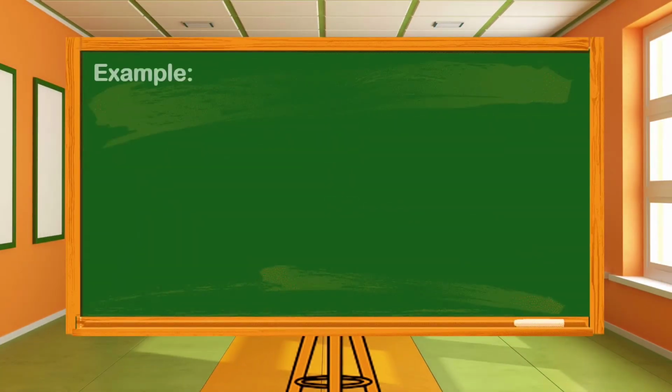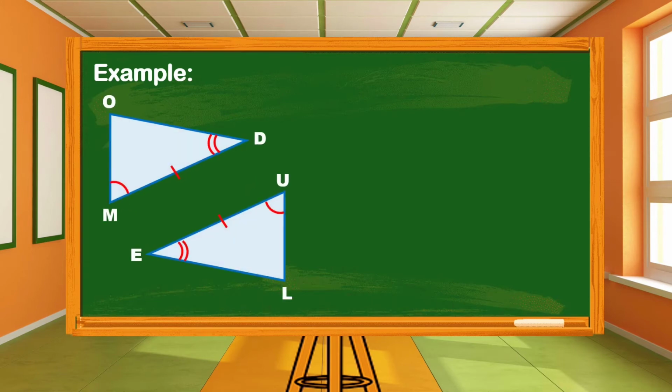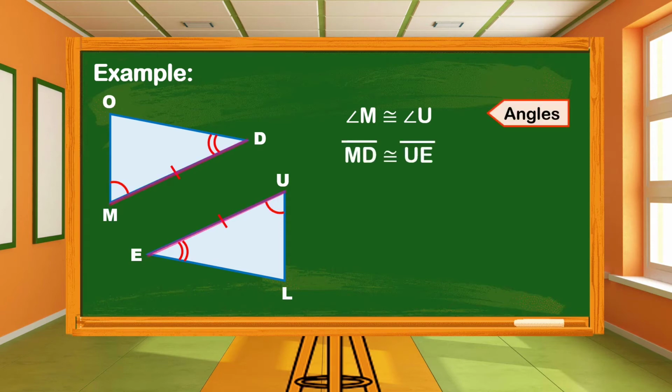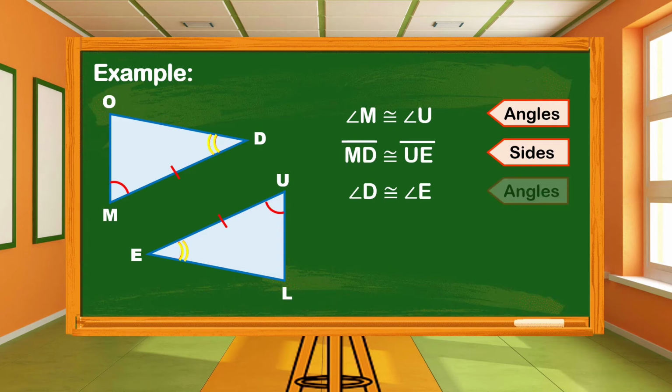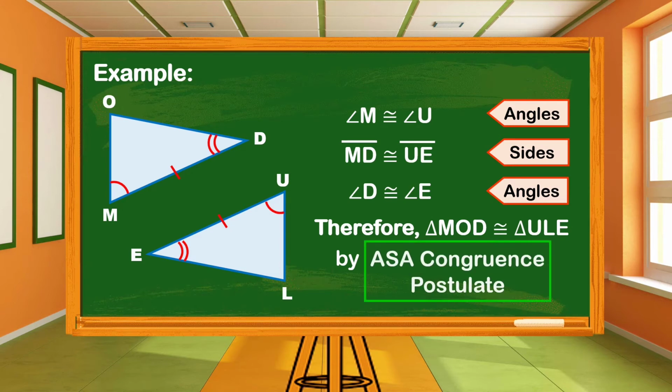Let's now have an example for ASA congruence postulate. Let's have triangle MOD and triangle ULE. So based from their identical marks, we have angle M is congruent to angle U. Line segment MD is congruent to line segment UE. And angle D is congruent to angle E. Therefore, triangle MOD is congruent to triangle ULE by ASA congruence postulate.